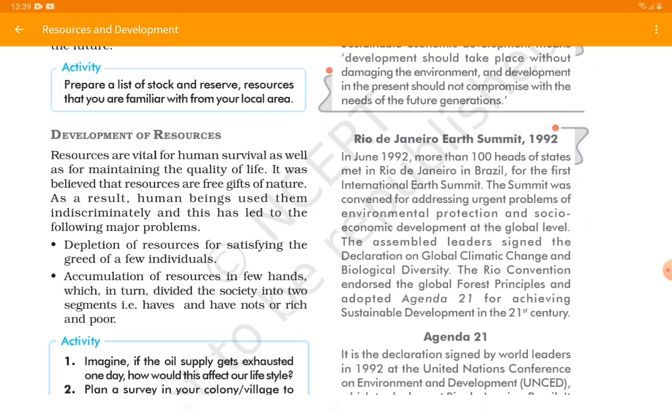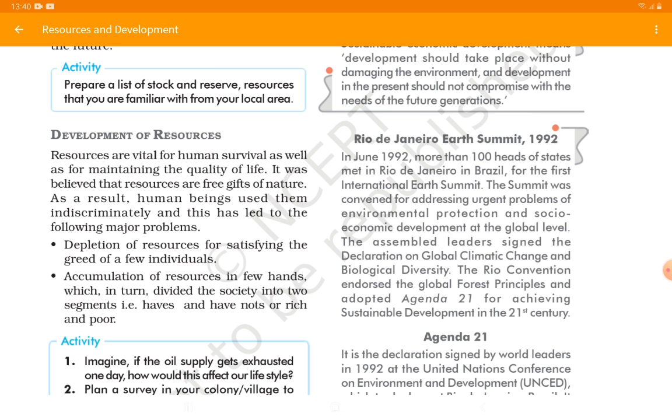Now let's see a 3-mark important question: development of resources. Resources are vital for human survival as well as for maintaining the quality of life. It was believed that resources are free gifts of nature, and as a result human beings use them indiscriminately, and this has led to the following major problems.